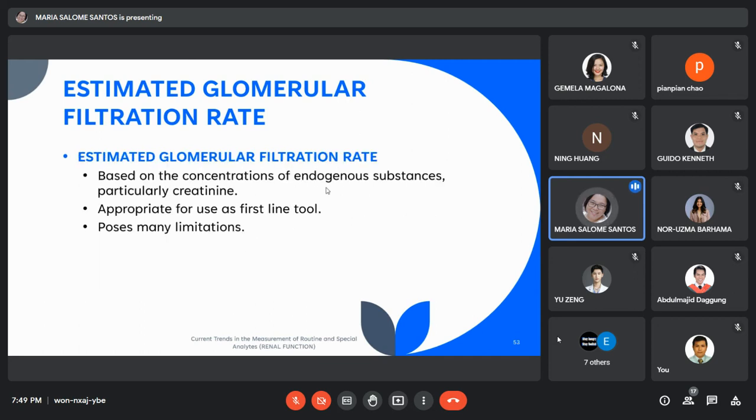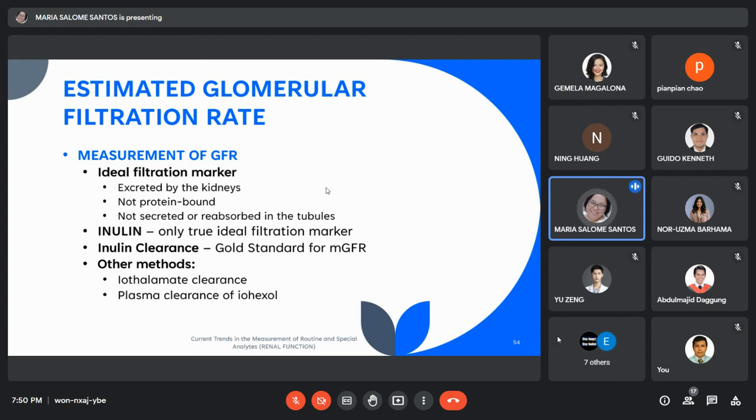The estimated glomerular filtration rate, or eGFR, is based on the concentrations of endogenous substances, particularly creatinine, appropriate for use as a first-line tool, but it poses many limitations. For the measurement of GFR, the ideal filtration marker should possess the following characteristics. It should be excreted by the kidneys, not protein bound, and not secreted or reabsorbed in the tubules. Today, inulin is the only true ideal filtration marker, and inulin clearance is the gold standard for the measured GFR.